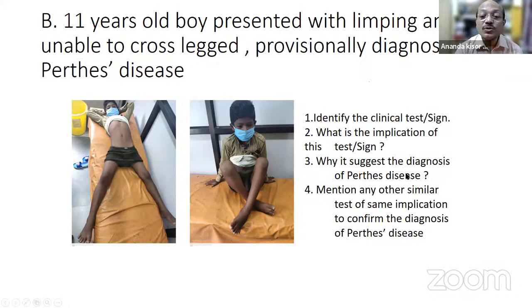So this is basically a sectorial sign, which suggests there is a structural deformity of the anterosuperolateral aspect of the femoral head. So why does it suggest the diagnosis of Perthes disease? Because Perthes disease is basically avascularity, but it leads to a mechanical defect. So that is why it suggests Perthes disease.